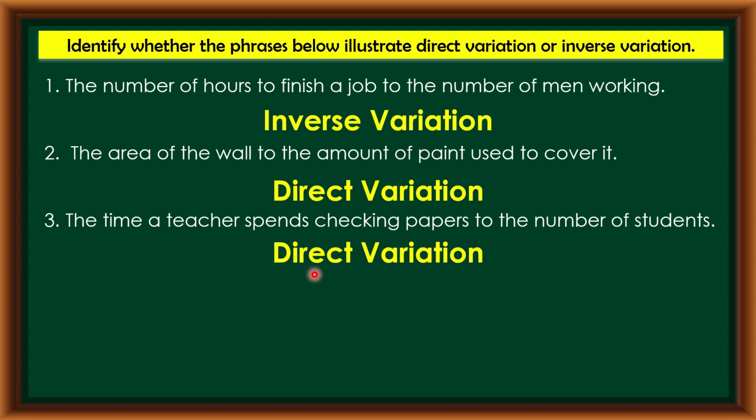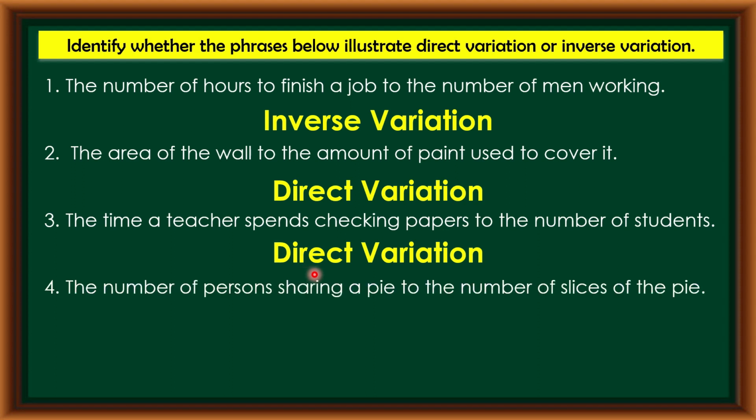Let us have the fourth one. The number of persons sharing a pie to the number of slices of the pie. This one is an example of inverse variation. The more persons sharing a given pie, the fewer slices they will get, while the fewer persons sharing the pie, the greater number of slices they will get.